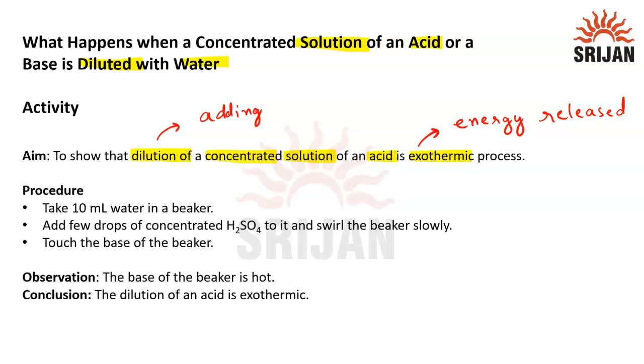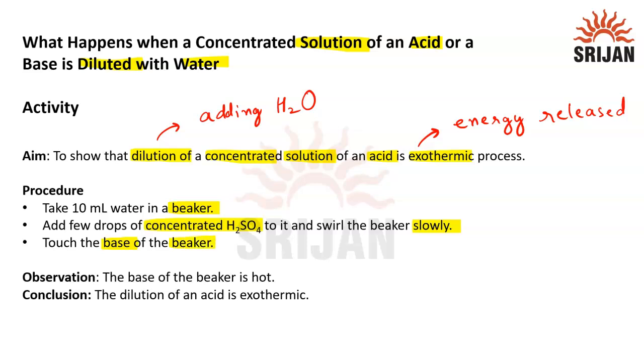So we are decreasing its actual concentration. Addition of water is simply called dilution, either of an acid or a base. So how are we going to perform this? The procedure is simply to take 10 ml water in a beaker. Now we add a few drops of concentrated H2SO4 to it and stir it slowly. Then we touch the beaker.